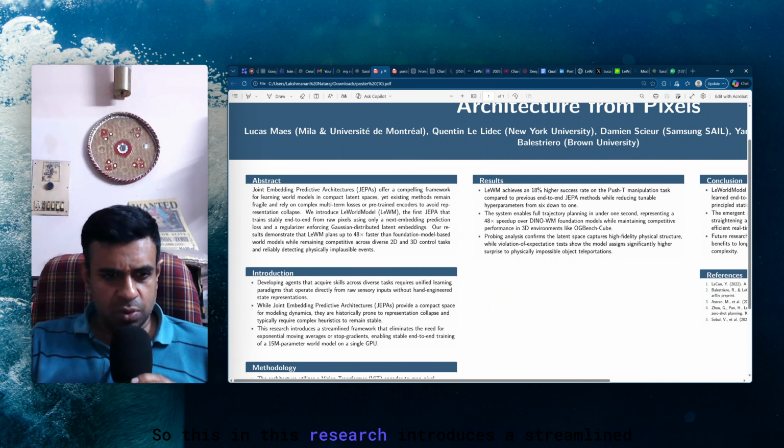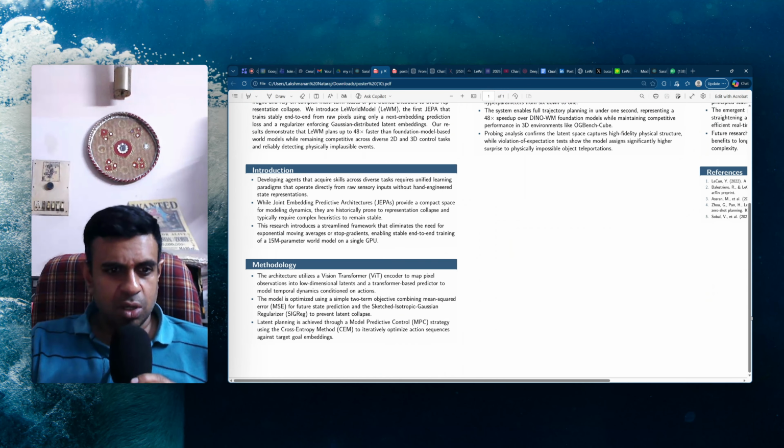So this research introduces a streamlined framework that eliminates the need for exponential moving averages or stop gradients, and enables stable end-to-end training of a 15 million parameter model on a single GPU, right? And then they say how they use it. It uses a vision transformer, and it uses a couple of losses, MSE and SIGReg. So it's like a sketched isotropic Gaussian regularizer. I was wondering what this was. And then a few more things here and there.